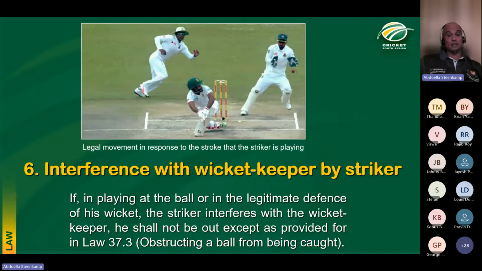Interference with the keeper by the striker. The striker, in playing at the ball or in legitimate defense of his or her wicket, is not allowed to interfere with the keeper if the keeper is trying to catch the ball. We'll get to obstructing the field, but the point number 6 is trying to make is the striker is allowed to play at the ball or make a legitimate defense, second or even third strike, to protect his or her wicket, unless the striker tried to obstruct the ball from being caught. We'll see the punishment if there's obstruction of the ball being caught, and what happens to the striker, tomorrow.